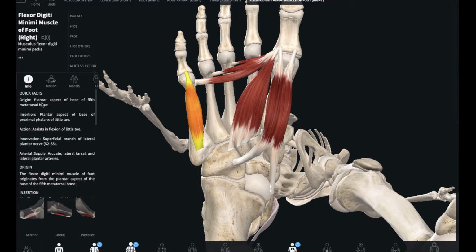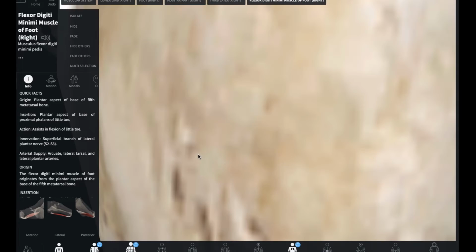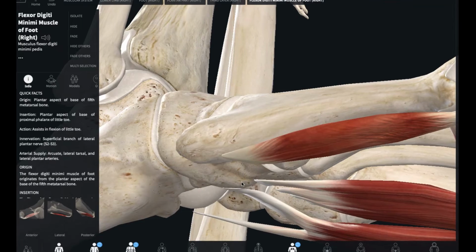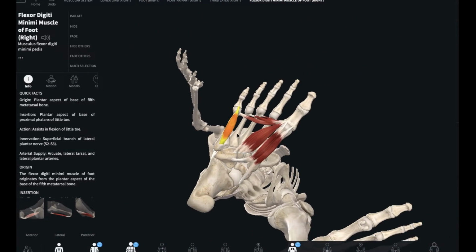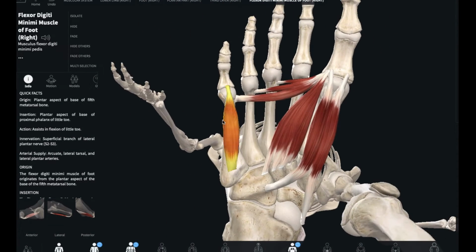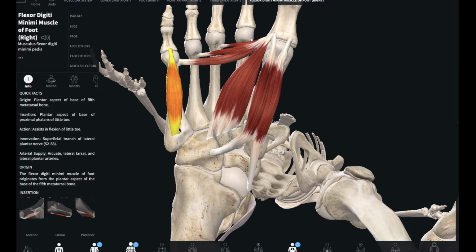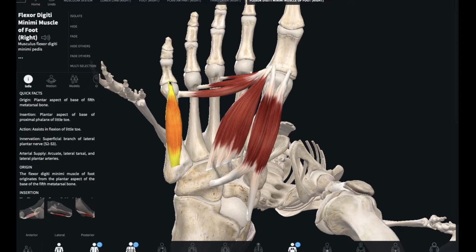And origin is on the plantar aspect of the fifth metatarsal. Oops. Okay. So flexor digiti minimi originates on the base of the fifth metatarsal bone, and it inserts just over the base of the proximal phalanx of the fifth digit. That's flexion. And the nerve that innervates it is going to be the lateral plantar nerve.